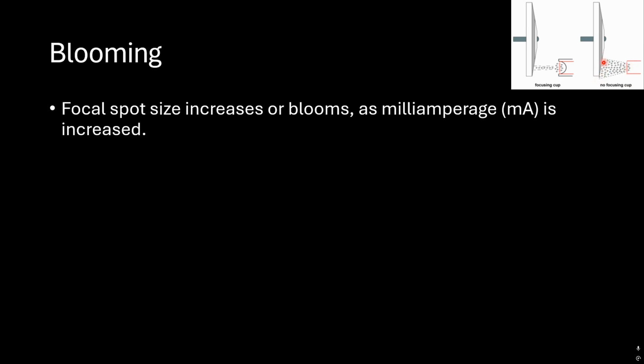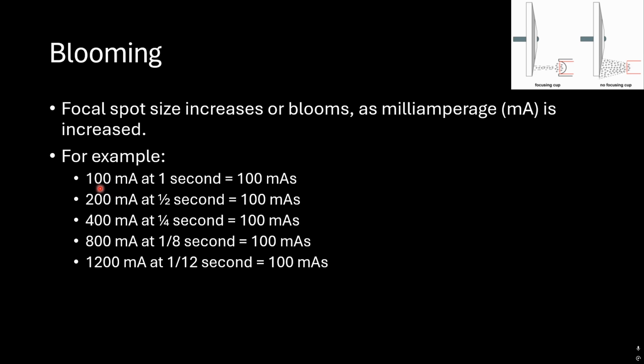This is our focal spot size. We can see it is very large. Let's take this as an example. We have two settings here. We have the milliampere and how much time we make the tube run or expose. So 100 mA at 1 second will produce 100 mAs, which is milliampere times seconds. And then we have another option, which is 200 mA at half a second.